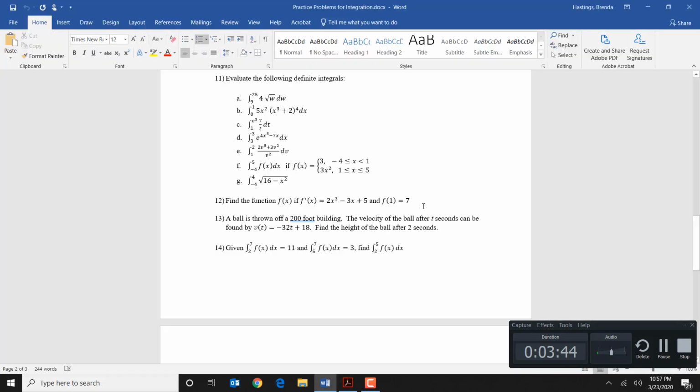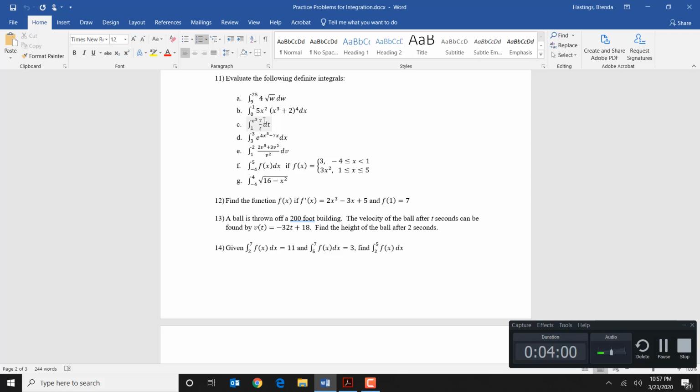So now let's look at c. I'm evaluating from 1 to e cubed the integral of 7 over t dt. Now, I cannot bring that t up and give it a negative exponent of -1, because if I did, that would require me to divide by 0.